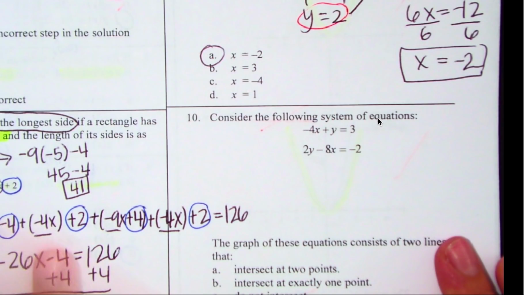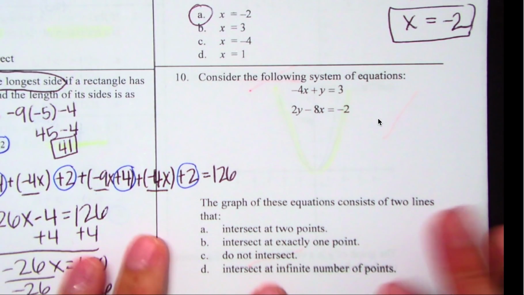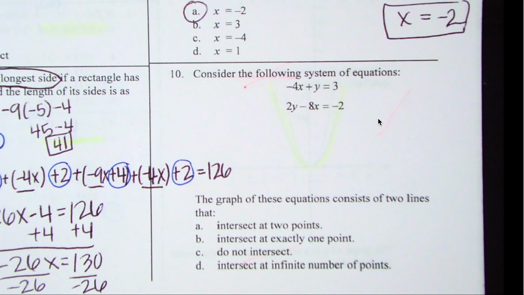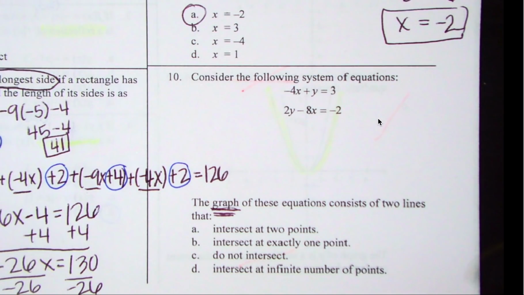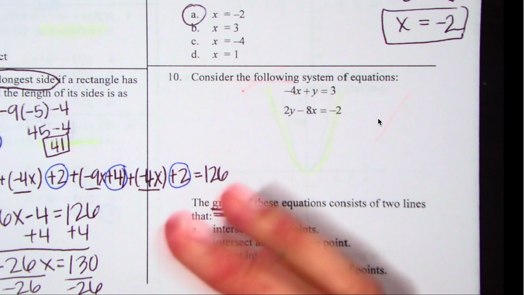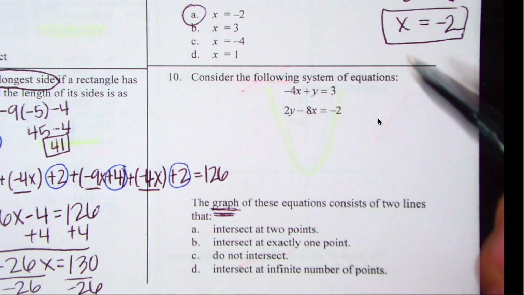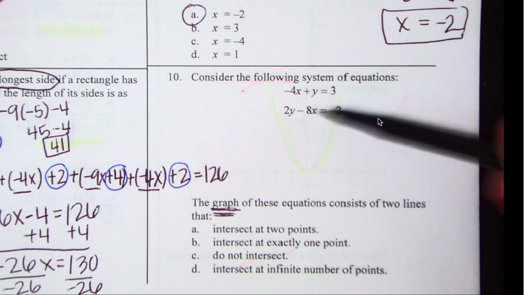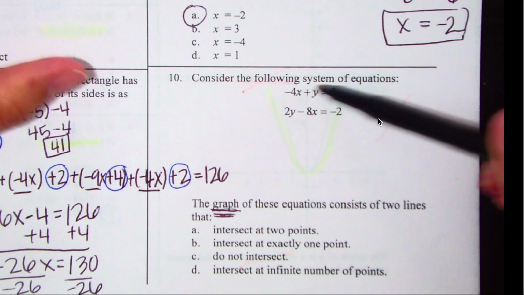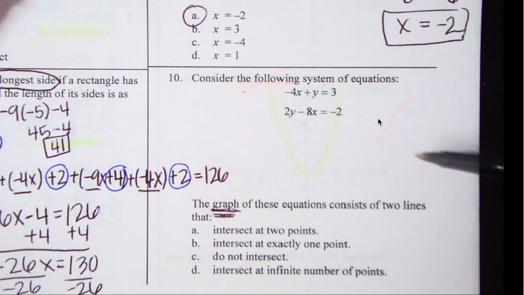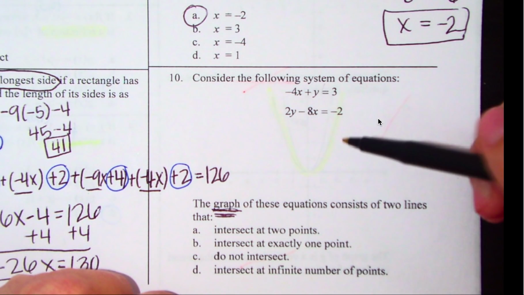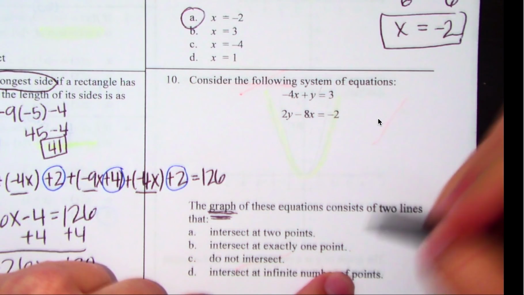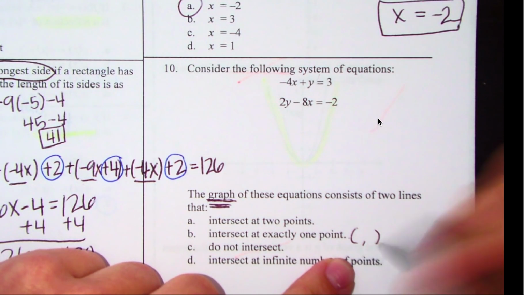Number 10, we're considering the following system of equations, and they're asking us to describe the graph. So whenever they ask you to describe the graph, there's different ways you can do it. We can look at these and put them in slope-intercept form, or we can try to solve it. Okay, so when we solve this, if we get an ordered pair for an answer, it's going to be exactly 1 point.